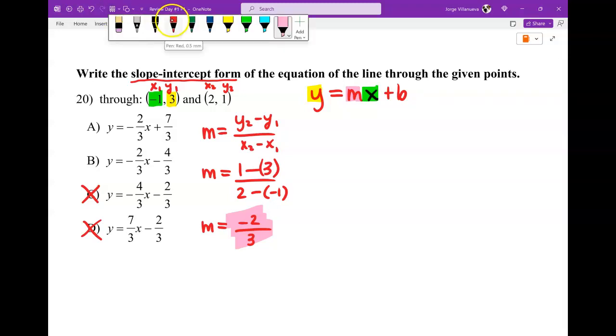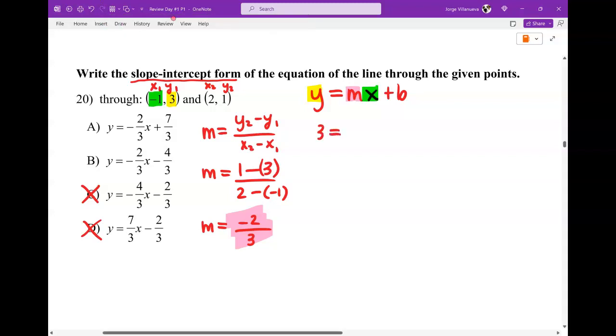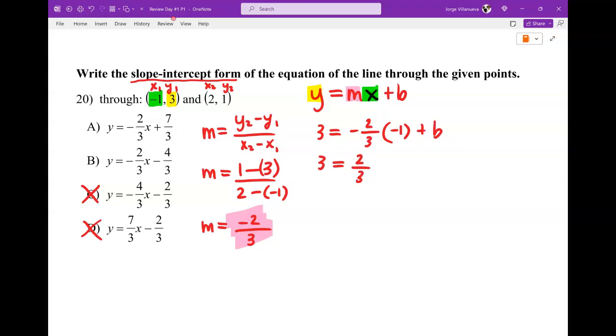So let me plug those in. So y is 3. This is negative 2/3. And x is negative 1 plus b. So 3 is equal to 2/3, because negative 2/3 times negative 1 is just a positive 2/3, plus b. And I have to subtract 2/3 from both sides. Again, you guys will have a calculator here. But if I subtract 2/3 from both sides, 3 minus 2/3 is 2 1/3. Now 2 1/3, I can rewrite it as 7 over 3.